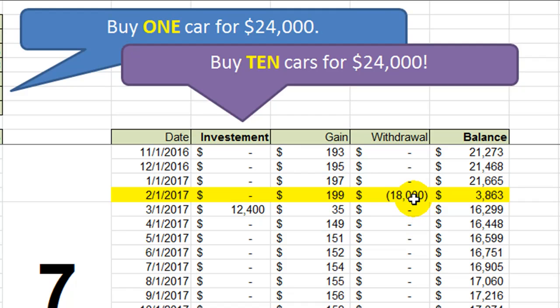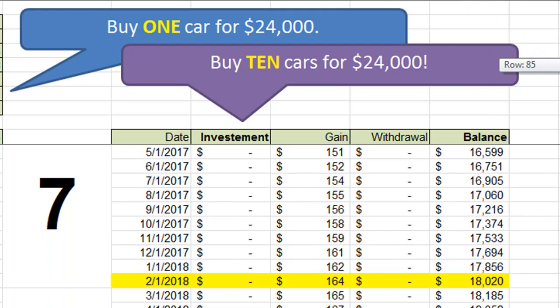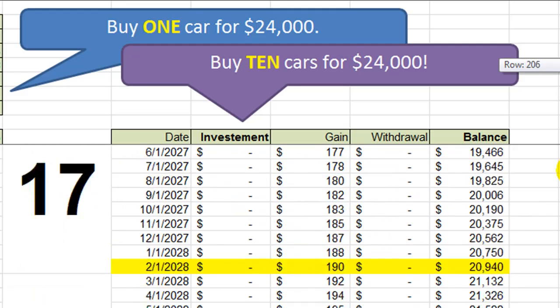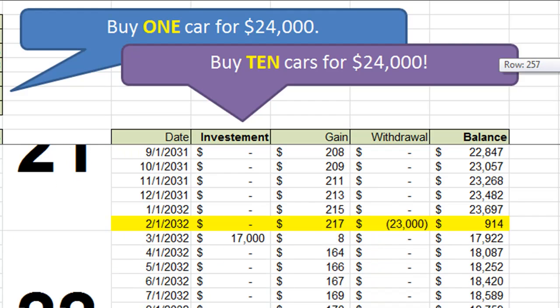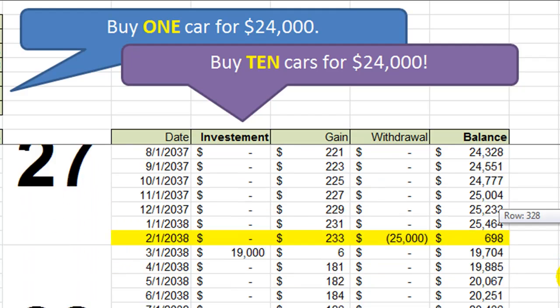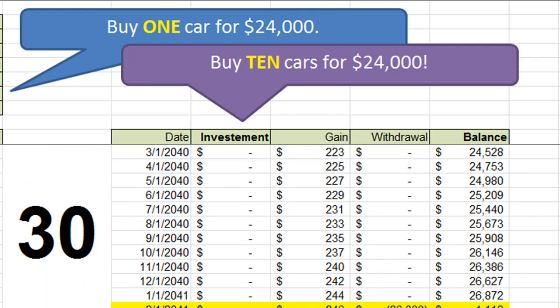This time you're going to get a car for $18,000. You pull out your $18,000, buy your new car. There you go. A month or so later, you sell your previous car, and the proceeds from that sale go back into the account. And you keep doing this over and over every 3 years. Let's go ahead and scroll into the future here. 21 years down the road, you make a withdrawal, and then you add in the sale of your previous car. And you keep doing this for 30 years.